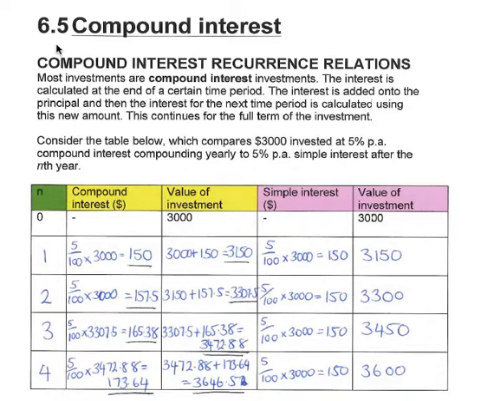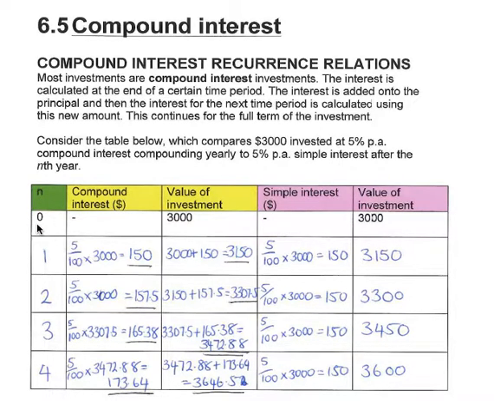This is 6.5, compound interest, and it works on our recurrence relations, building upon the term before it and adding to it. When we're looking at compound interest investments, the interest is calculated at the end of that time period. So here we're talking about numbers of years.